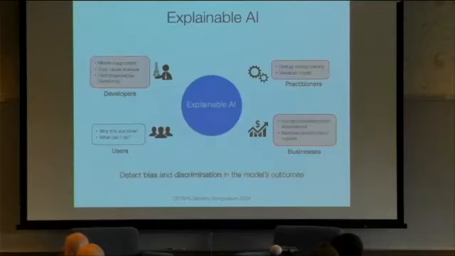So explainable AI has 3 primary goals. The first one is to detect any instances of bias and discrimination in the model's outcomes and processes. The second is to provide to end users actionable insights to change model outcomes in the future. And the third is to enable practitioners, machine learning developers, to debug these algorithms and models, right?